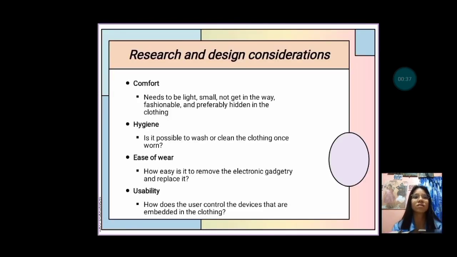Research and design considerations. Comfort: it needs to be light, small, and not get in the way. Fashionable and preferably hidden in the clothing. Hygiene: is it possible to wash or clean the clothing once worn? Ease of wear: how easy is it to remove the electronic gadgetry and replace it? Usability: how does the user control the devices that are embedded in the clothing?